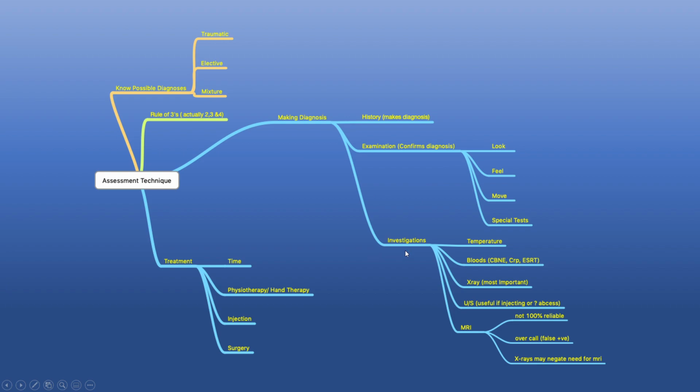When we go to investigations, we look at the more simplified techniques we might do. Once we've taken a history and examined a patient, simple investigations might include temperature, which if raised might make you think of an infection, blood tests, which again could help us exclude infection and also exclude other pathology, as well as x-rays, which I think is the most important diagnostic investigation tool in orthopedics. Ultrasound is useful for either injecting an area or aspirating it or looking for an abscess, and then MRI scans, which aren't always 100% reliable, can overcall the diagnosis, and often may not be required if the x-rays have given us the answer prior, or even the simple history and examination.